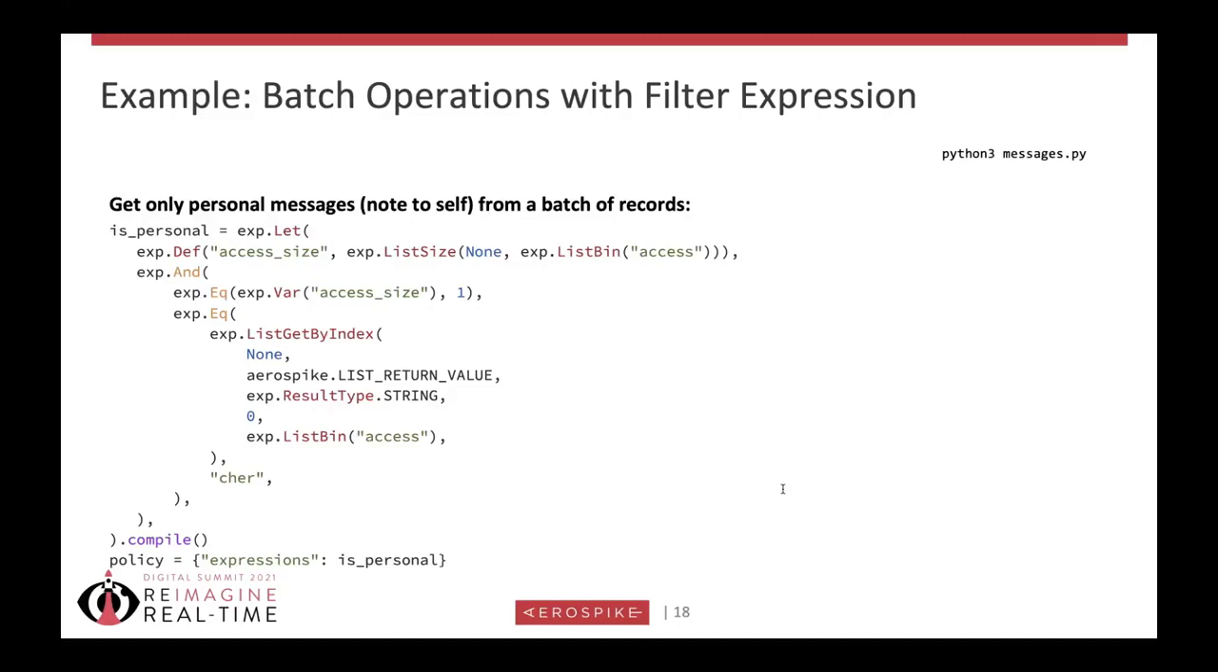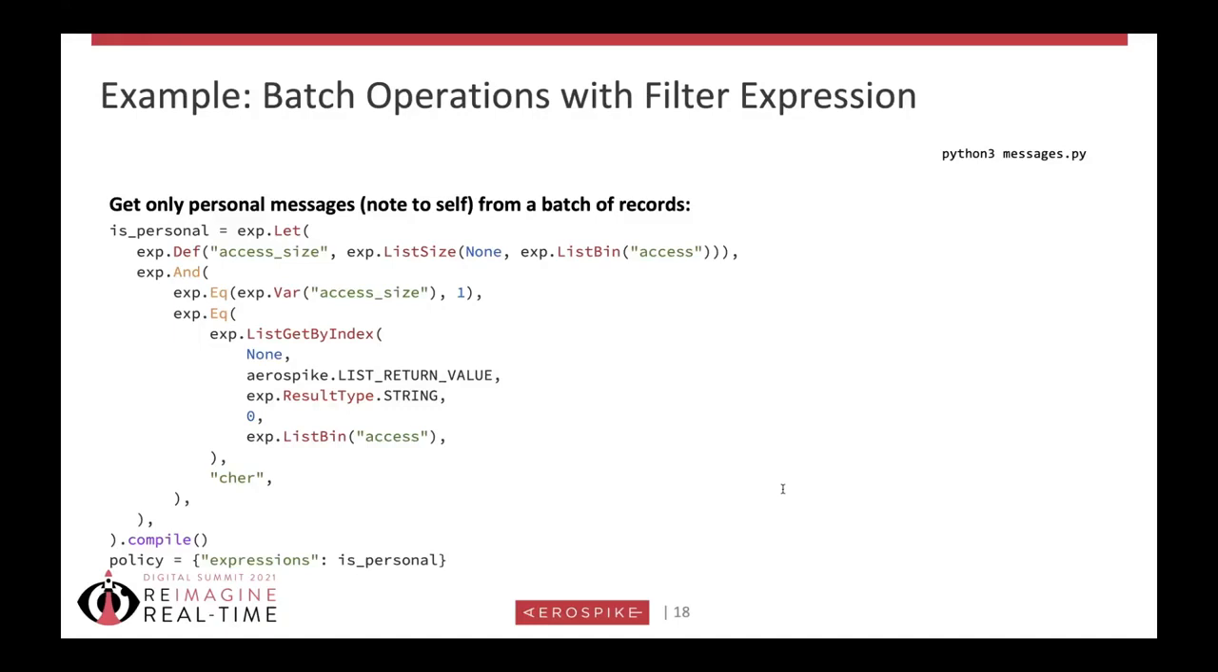So what we're going to do here is find all the personal messages from a batch of records. And like we said, personal messages are ones where we only have a single username in the access list, and it happens to be the username of the user. If you didn't notice, these are messages that come from the script for the movie Clueless. So we have two characters here, Cher and D. And in this case, we're looking for all of Cher's personal messages.